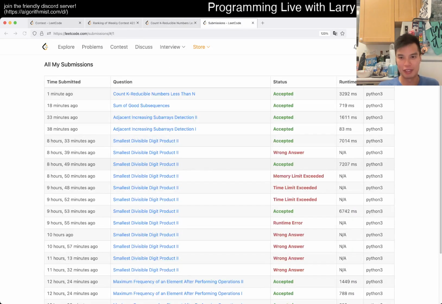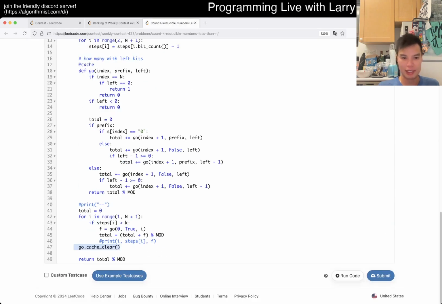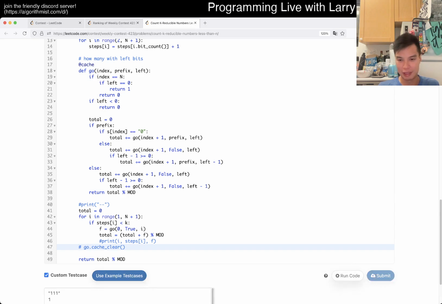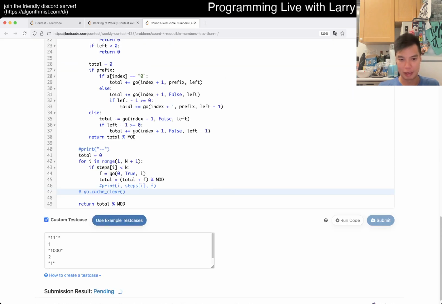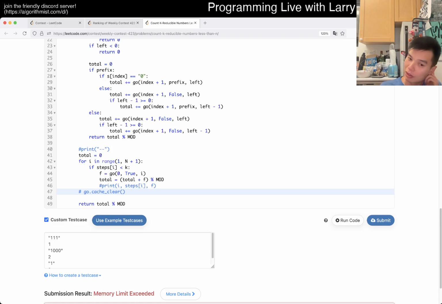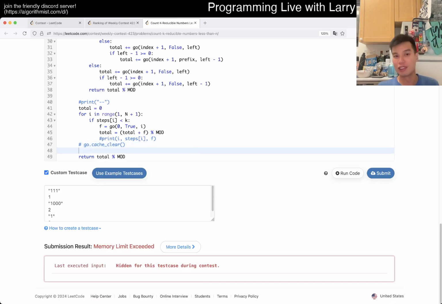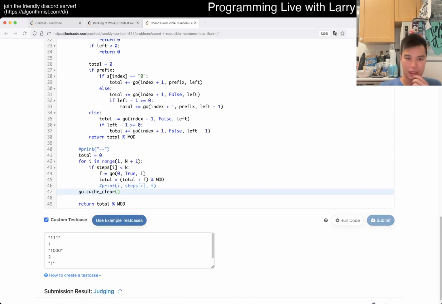Let's take a look at the running time. 3 seconds is okay. I'm just curious for a timing thing because people always tell me about cache clear. Oh, so it was necessary. Good job, whoever told me to do a cache clear. That's a crappy thing. That should not be a thing that fails.